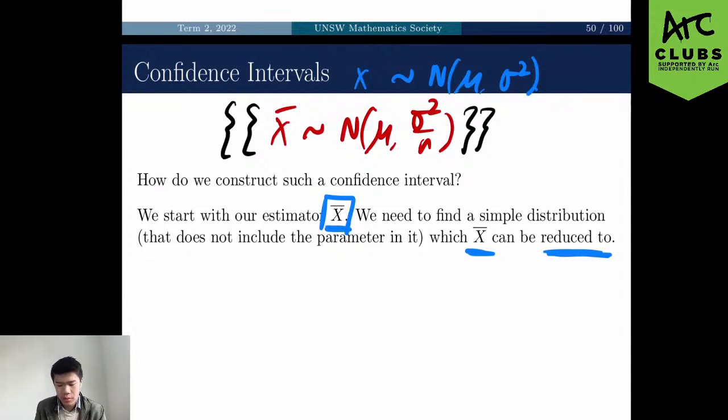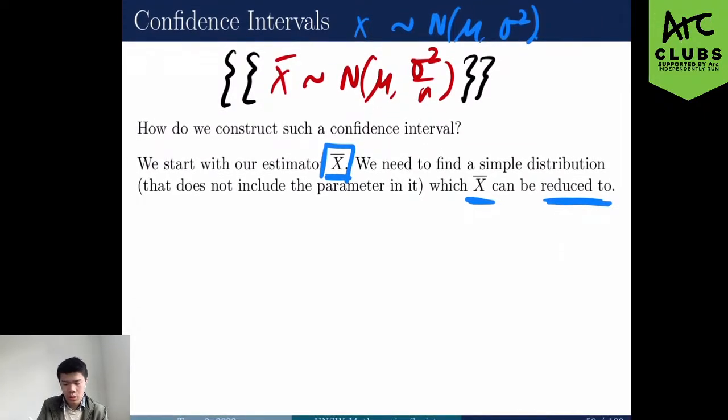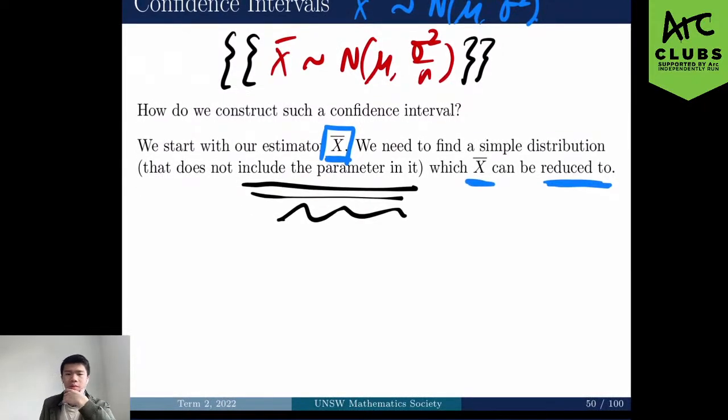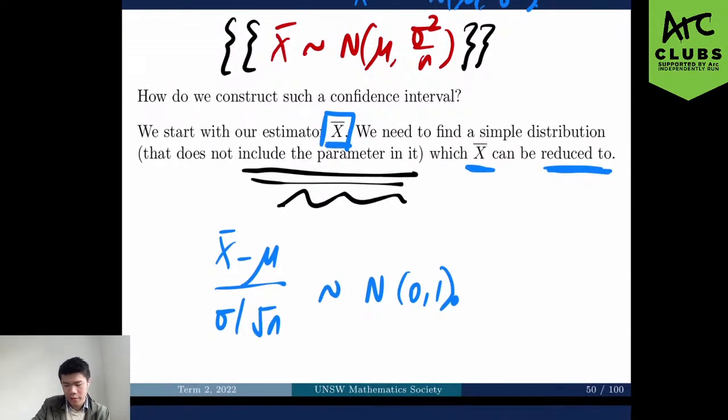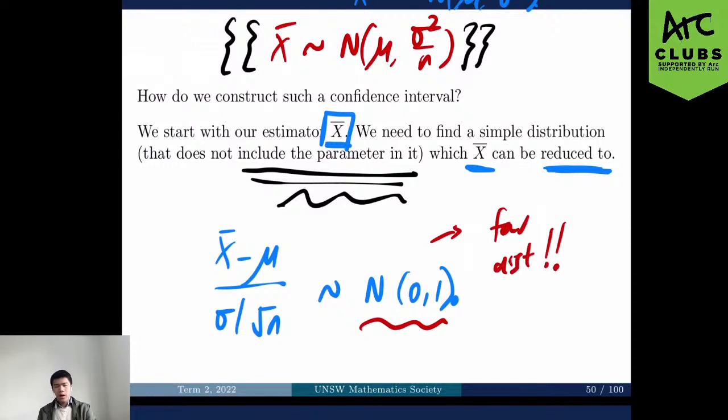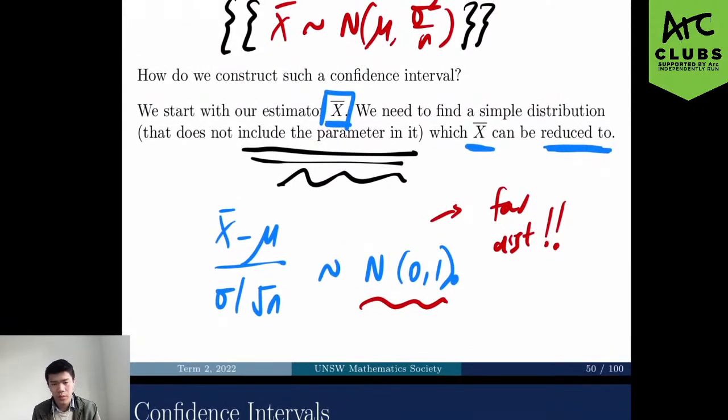Well, that's a nice distribution, but you can't do much with it because you don't actually know what mu is. So what you need to do is find a simple distribution that does not include the parameter in it that we can reduce this to. So let's think about it. How do we get rid of mu in the distribution? Well, we've done this a lot of times before. You just standardize it. So x bar minus mu on sigma on root n is going to be N(0,1). That's a good start, because now we've got this simple distribution that everyone knows about. This is our favorite distribution. And that means we can try to find, for example, bounds over here.